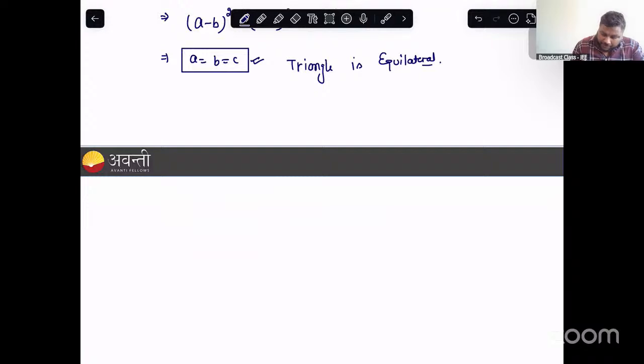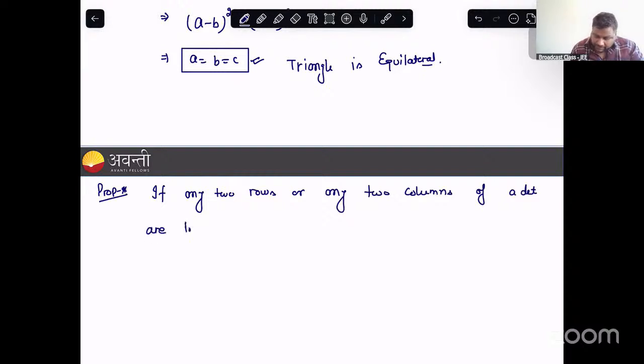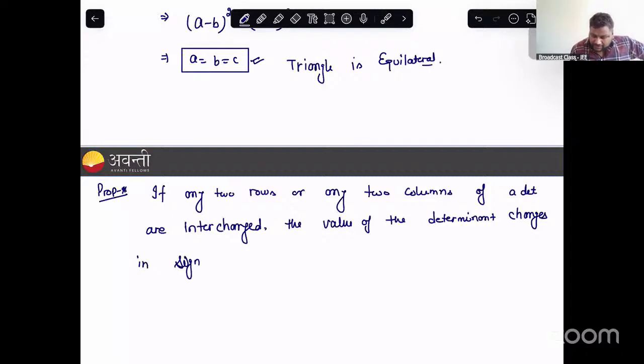Now, another property of determinant, which yesterday I forgot to mention: if any two rows or any two columns of a determinant are interchanged, the value of the determinant changes in sign only. Sign only means if it is positive, it will become negative.